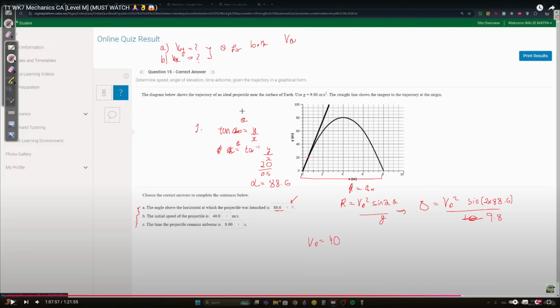So v naught y is equal to v naught sine theta. So it's going to be 40, v naught, times sine of the theta that we found, 88.6. And then v naught x is going to be equal to v naught cosine theta, which is 40 cosine 88.6. So why did we go through all these steps? Because to find v naught y, you need v naught and you need theta. The first step I found theta. The second step I found v naught. To find v naught, you need to do theta first. This is how you would have solved that one question that came in the CA.